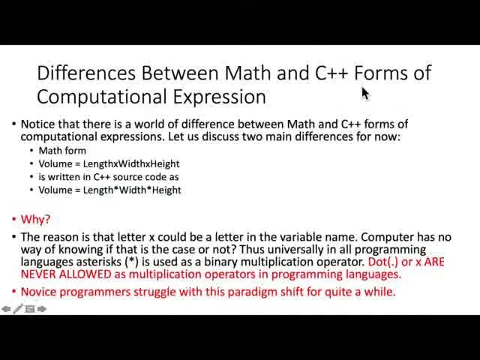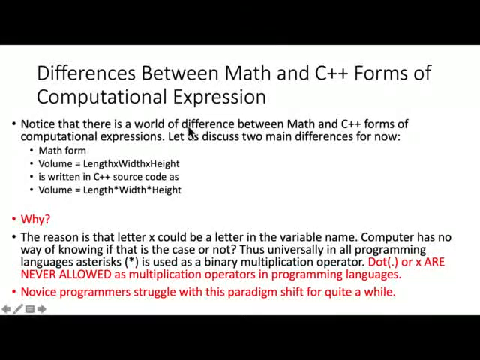Difference between math and C++ forms of computational expression. Notice that there is a world of difference between math and C++ form of computational expressions. Let us discuss two main differences for now. A math form could be volume equals length x width x height. That is in C++ source code written as volume equal to length asterisk width asterisk height. Why? The reason is that letter x could be a letter in the variable name. Computer has no way of knowing whether that's the case or not. Thus, universally in all programming languages, asterisk is used as a binary multiplication operator.